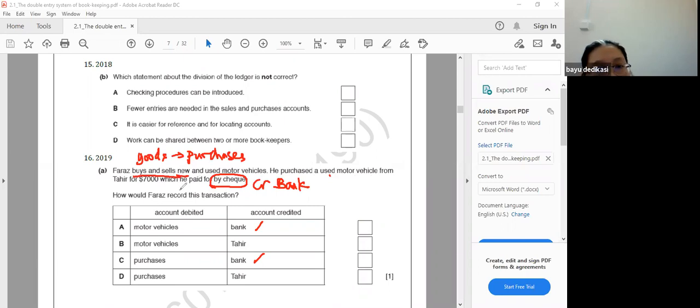Question 16: account to be debited. The answer should be this one because the business buys and sells new and used motor vehicles. This is a good. So the answer should be C. He purchased a used motor vehicle from Tahib for 10,000, which he paid by check. So the answer should be C.